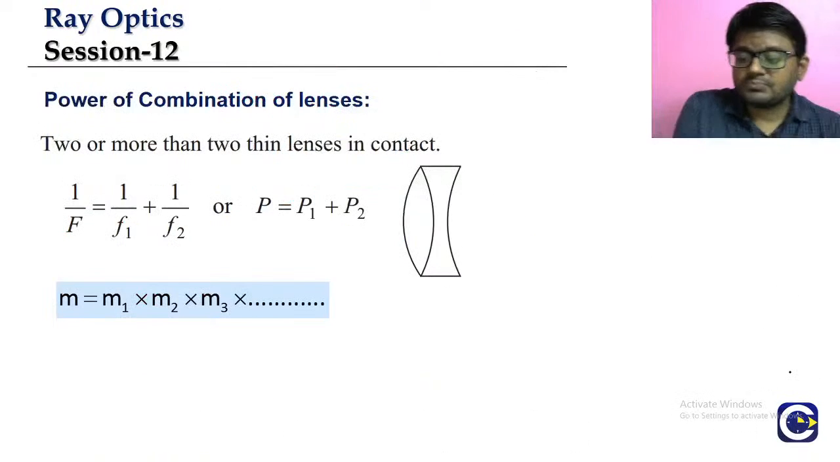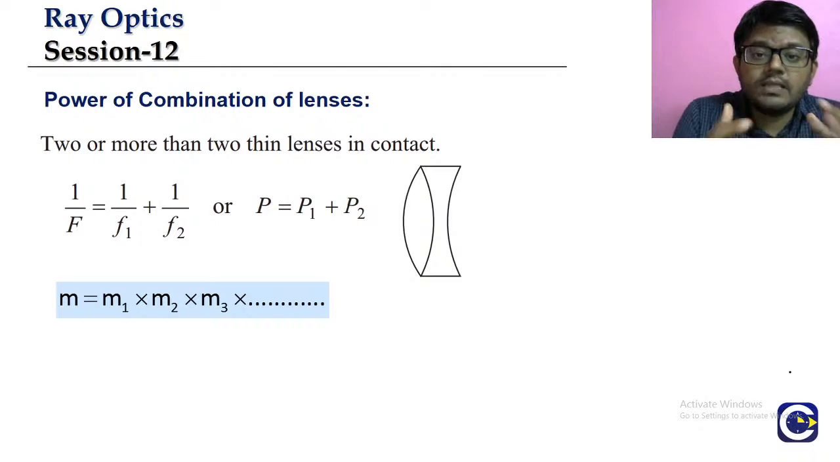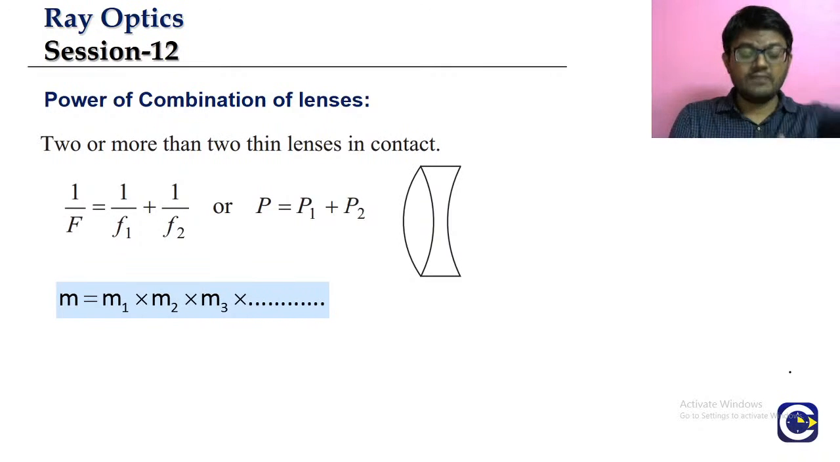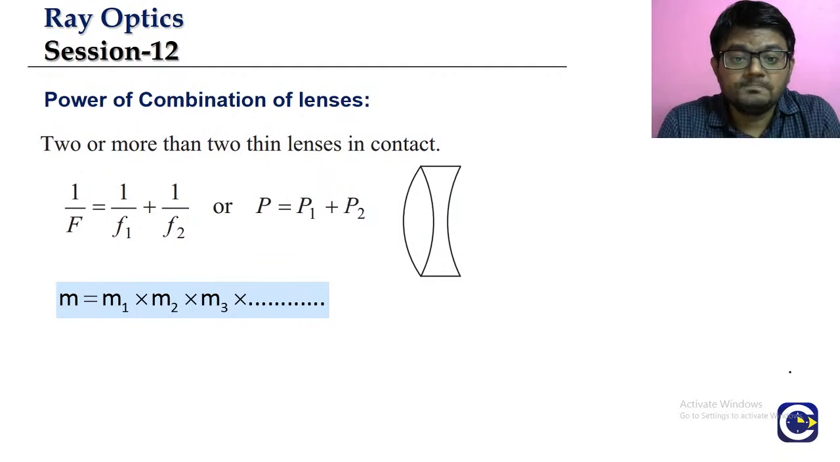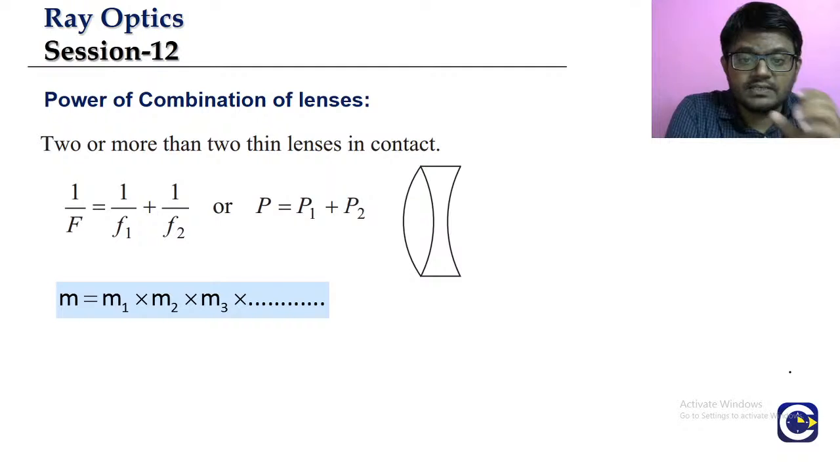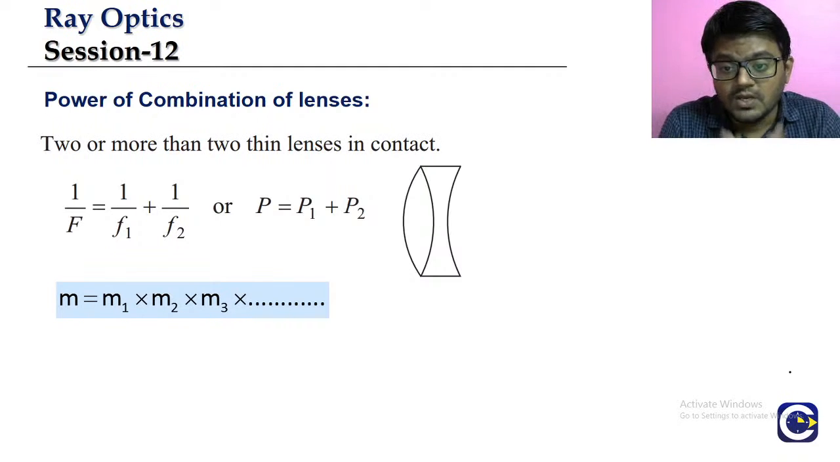Okay, next is when you have a combination of lenses. What will be the overall outcome? Like you have a lens, you keep one more lens, you keep one more lens. This is typically what people try to do for some specific applications. Instead of having just one lens, you will try to have a combination.